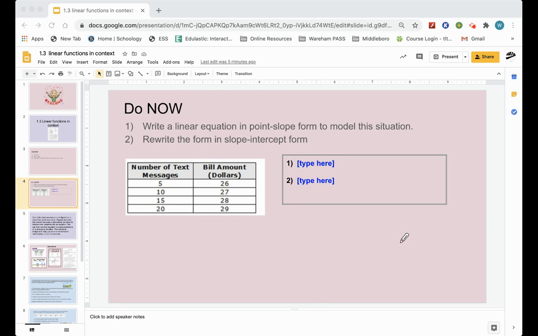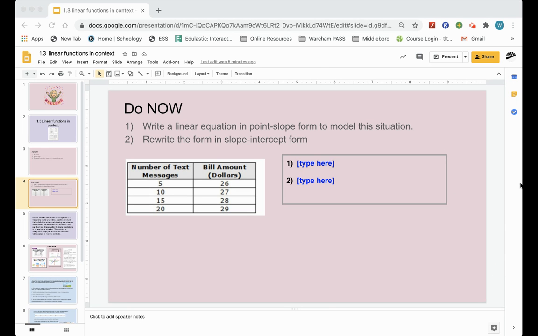So from here, I'm going to add 26 to both sides of the equation. And I get y equals 0.2x plus 25. And that is part 2.